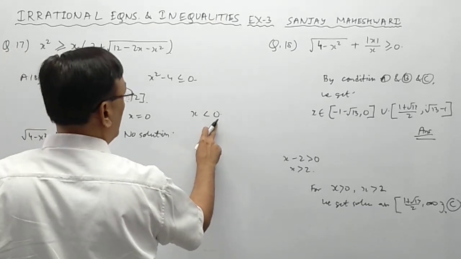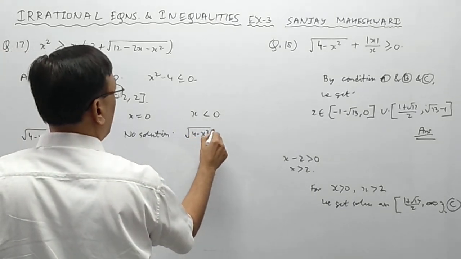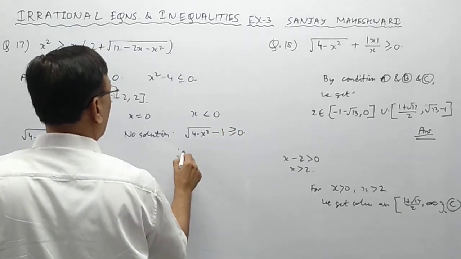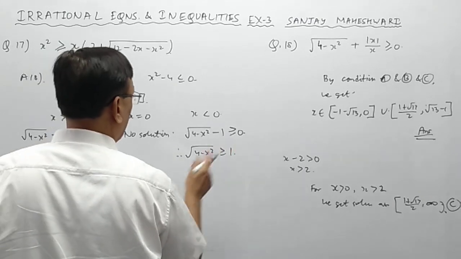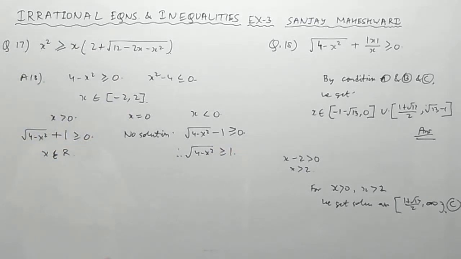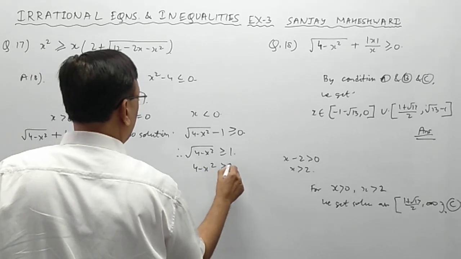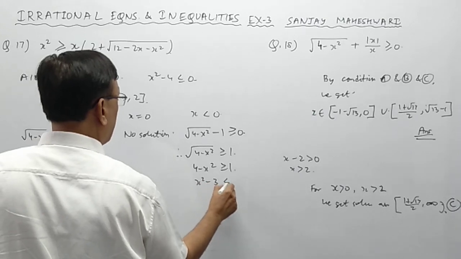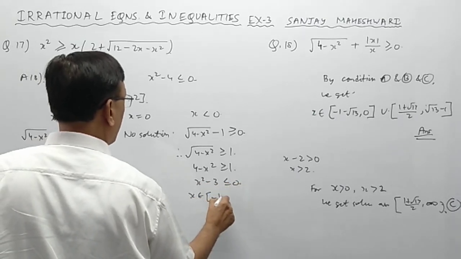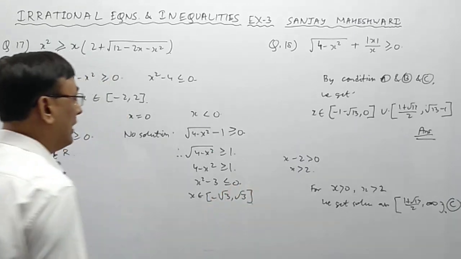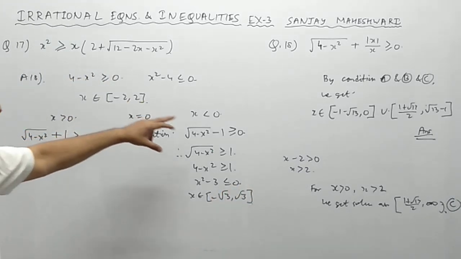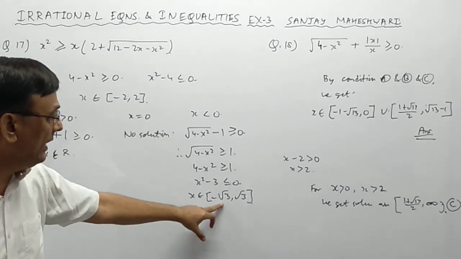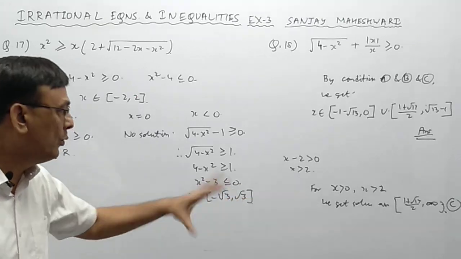Now for x less than 0, we get root over 4 minus x square minus negative 1 greater than or equal to 0. Therefore, root of 4 minus x square is greater than or equal to 1. Both sides are positive, so we can easily square it. 4 minus x square greater than or equal to 1, so x square minus 3 less than or equal to 0, x belongs to minus root 3 to root 3. But the domain condition allows minus 2 to 0, so here it is minus root 3 to 0, and from 0 to root 3 it is not valid.